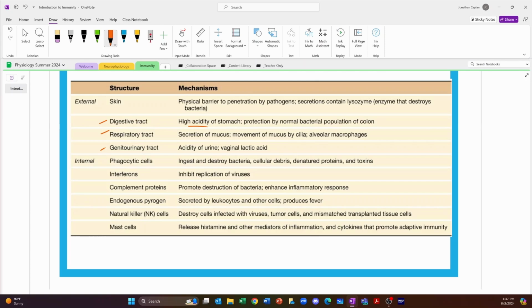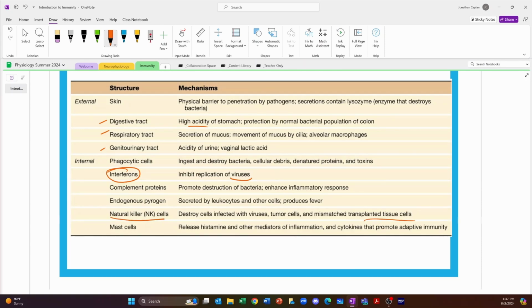Internal defenses are stuff within our cells or different structures that provide immune function. Phagocytic cells are basically just floating around in our bloodstream, scavengers eating up different things. Interferons: anytime you see the word interferon, just think of viruses. They always go together. Interferons work with viruses. We have complement proteins, endogenous natural killer cells.